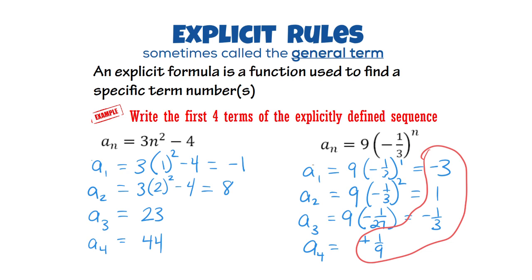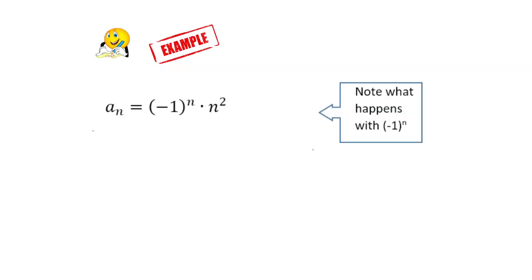Okay, let's try one more. Now this one I'm going to have you try on your own. It's got its own special features here that makes it a little bit trickier, but I still want you to give it a shot. We're still finding the first 4 terms. See what you can do with this. Go ahead and pause the video for a moment.